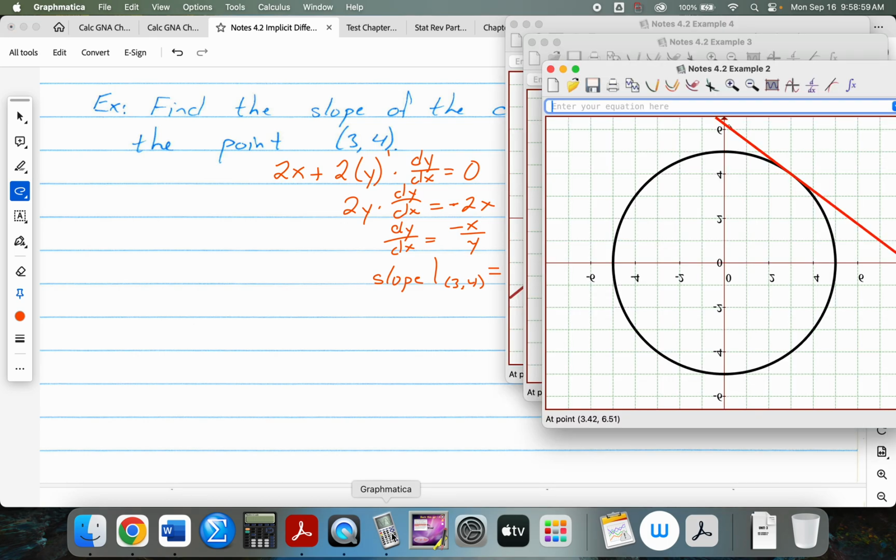It looks like that. We've got the circle, x squared plus y squared is 25. That's a circle centered at the origin with a radius of 5. And then at the point (3, 4), we can see that the slope is negative... 1, 2, 3, and to the right 1, 2, 3, 4. Sorry, I miscounted. I was like, wait a minute, that's not right.